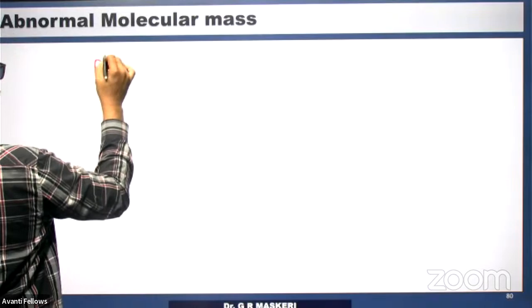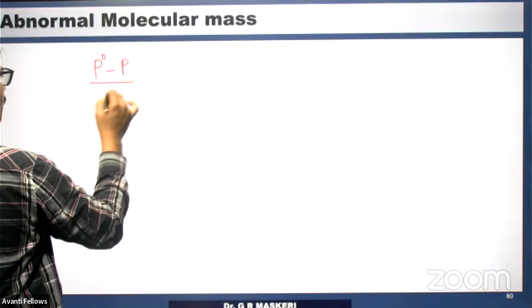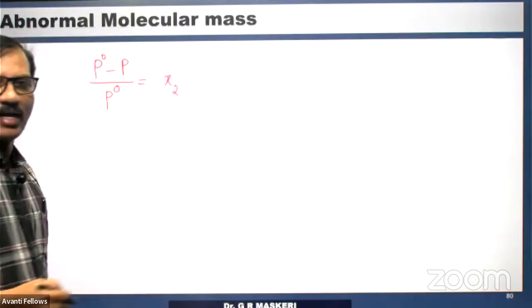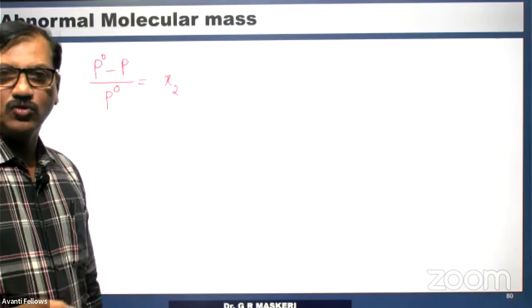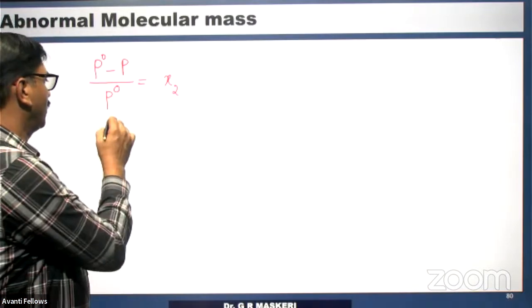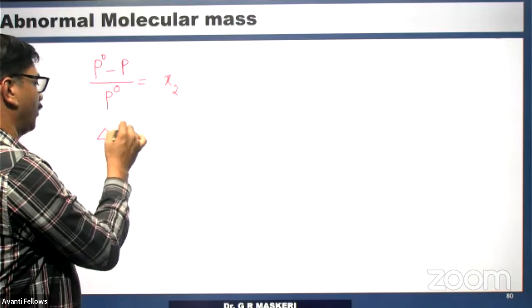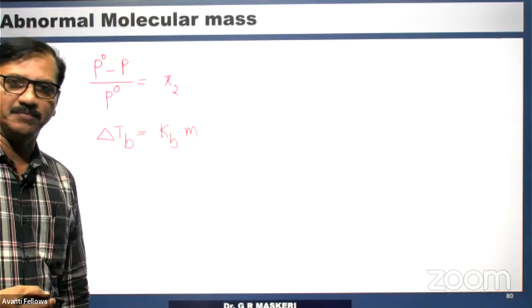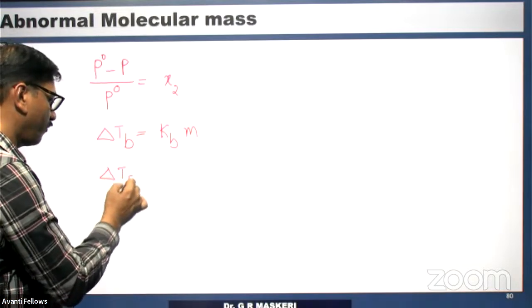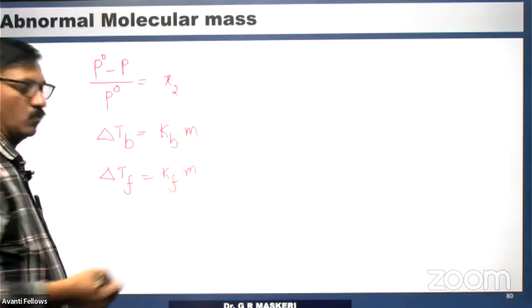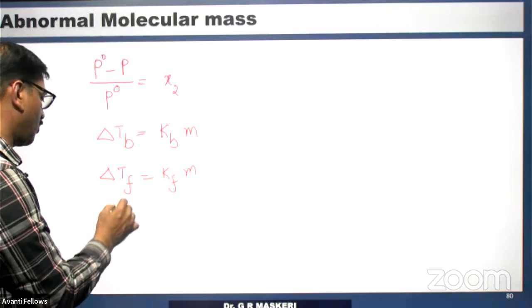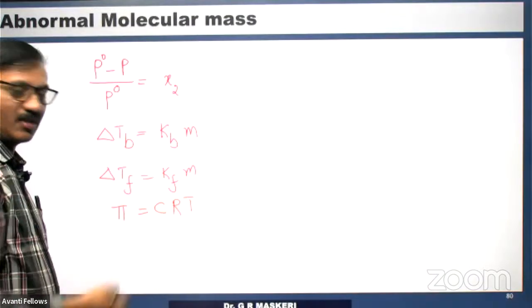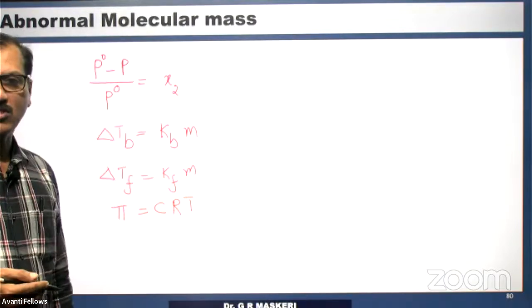One is (P naught minus P) divided by P naught, the relative lowering of vapor pressure, is equal to X2. When we write mole fraction X2, we mean the mole fraction of solute. Now, for the elevation in boiling point, delta TB is equal to KB into molality. This is another expression we have. Delta TF is equal to KF into molality. Another mathematical expression: osmotic pressure pi is equal to CRT, concentration, R the gas constant, and temperature T. So these are the mathematical expressions that we have.